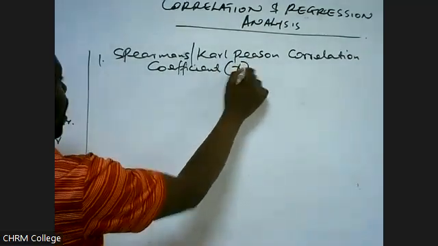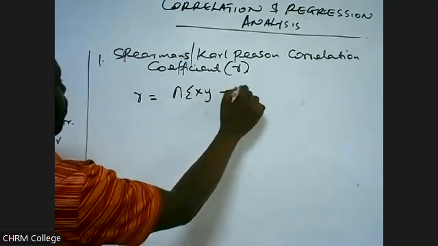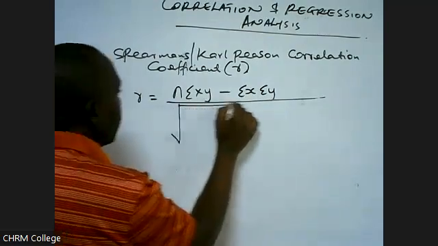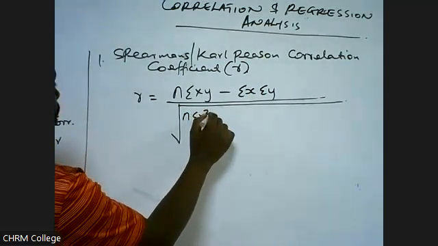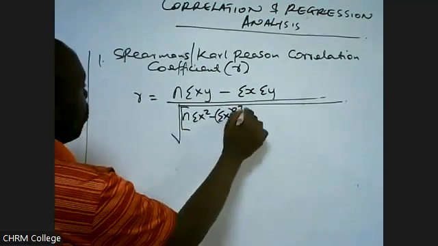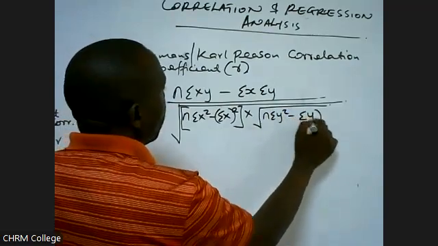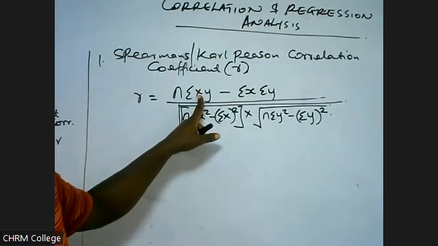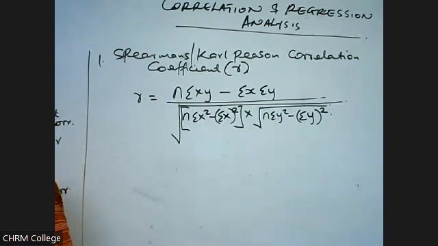It is normally denoted by small r, whereby r is equal to n summation of xy minus summation of x times summation of y, divided by the square root of n summation of x squared minus summation of x, in brackets squared, multiplied by the square root of n summation of y squared minus summation of y, in brackets squared. Remember, I started by telling you that x is normally the independent variable, and y is the dependent variable.